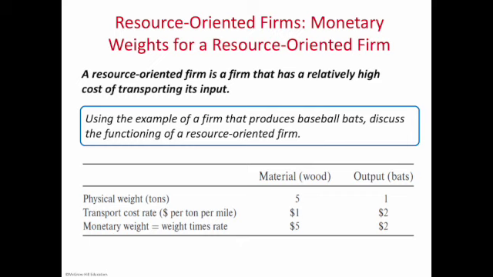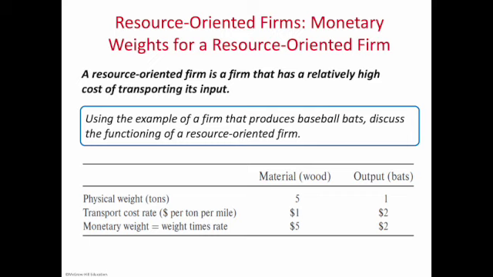Resource-oriented firms, monetary weights for a resource-oriented firm. A resource-oriented firm is a firm that has a relatively high cost of transporting its input. Using the example of a firm that produces baseball bats, discuss the functioning of a resource-oriented firm.